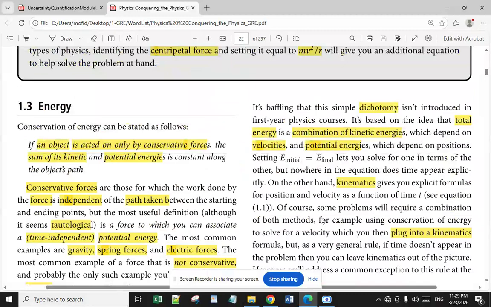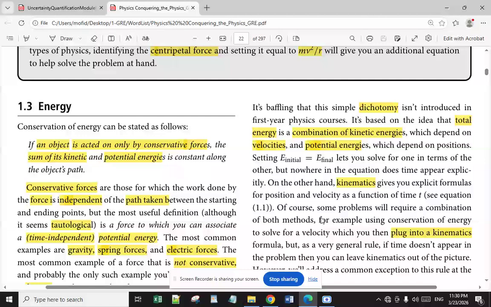It's baffling that this simple dichotomy isn't introduced in first year physics courses. It's based on the idea that total energy is a combination of kinetic energies, which depend on the velocities, and potential energies, which depend on the positions. Setting E initial equal to E final lets us solve for one in terms of the other, but nowhere in the equation does time appear explicitly.